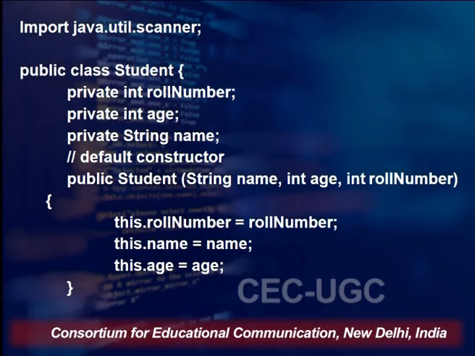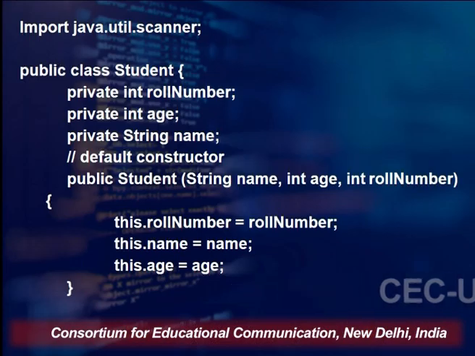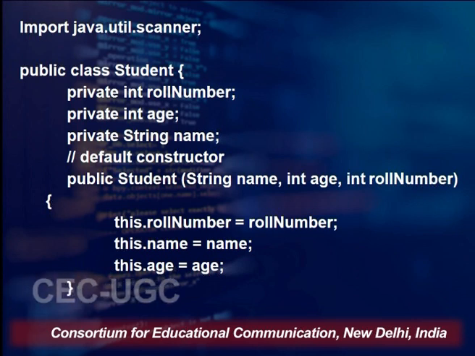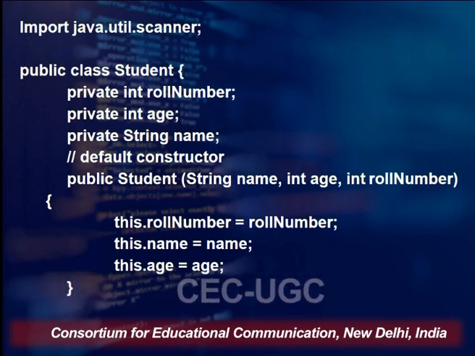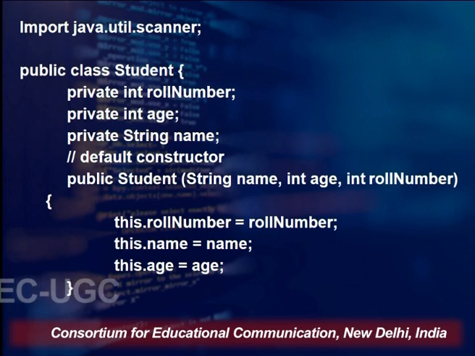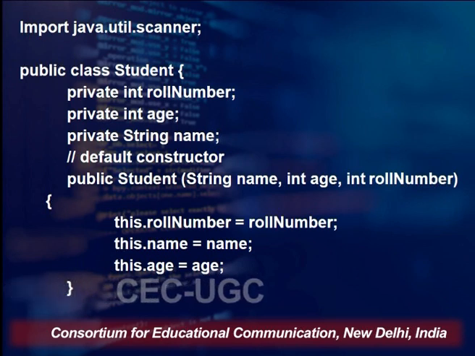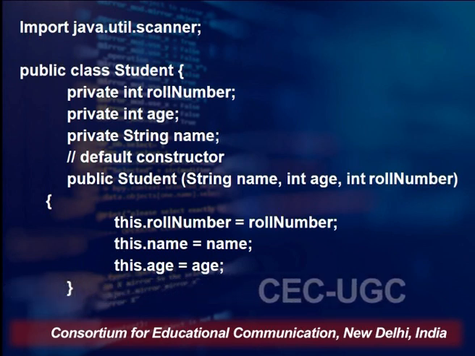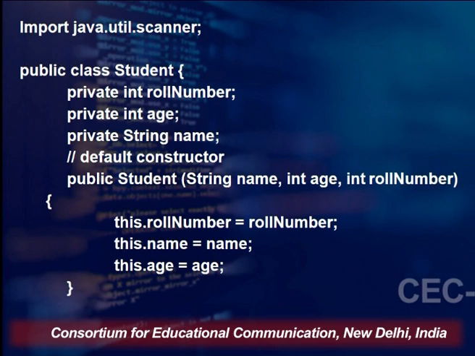In this, the first statement of this program says import java.util.Scanner. Why this is being used, I will be telling you on the upcoming slide. So, here we have started with a public class which is named Student. It has some fields or variables which are roll number, age and name, of type String.